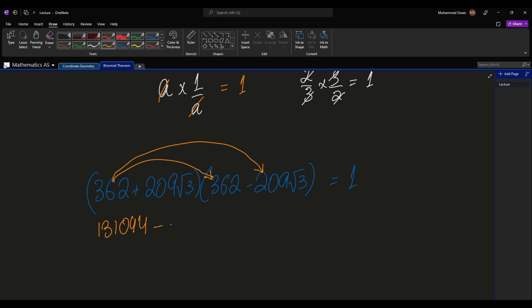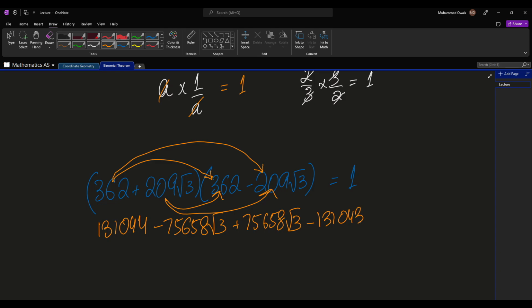This will give me negative 75658 under root 3. And now to multiply 209 with 362, this would give me 209 into 362, which is positive 75658 under root 3. And now multiplying this with this term, it would give me negative 209 into 209 into 3.